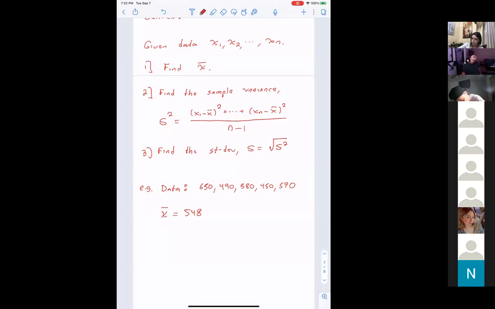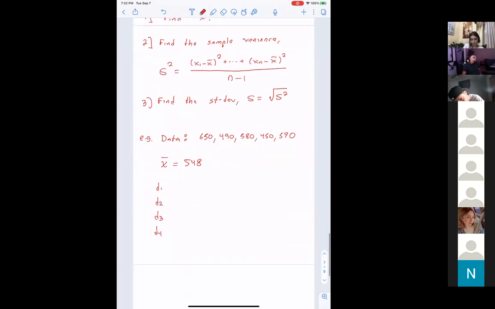Next, we're going to make a table here because I want to demonstrate something on the table. And these are my 5 deviations from the mean. X1 minus X bar, X2 minus X bar, X3 minus X bar, X4 minus X bar, and finally X5 minus X bar. We have my 5 data points, so finding the deviation should not be tough. What's the first deviation?